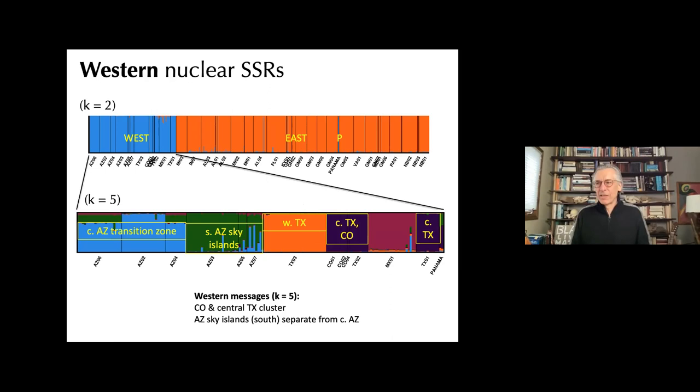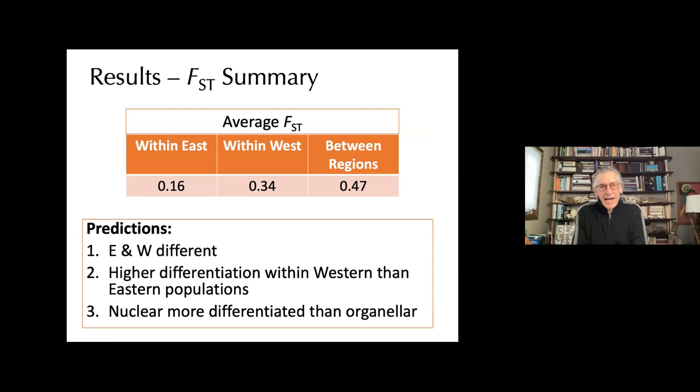To summarize, the average differentiation is lowest in the East, just as we predicted. So if we look at FST, the average is 0.16. Within the West, it's 0.34. And between the two regions, between East and West, it's 0.47. So all of these findings are what we predicted. We also found that nuclear markers are more differentiated than organellar markers.